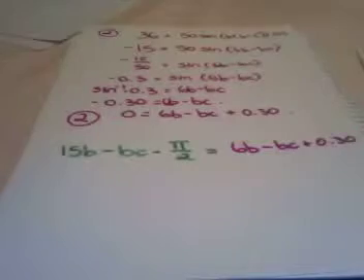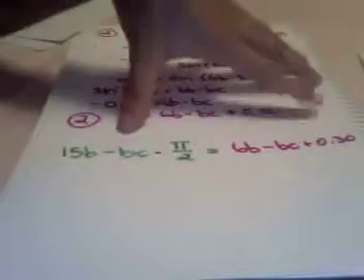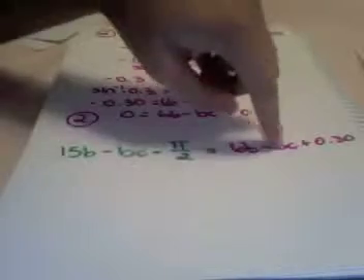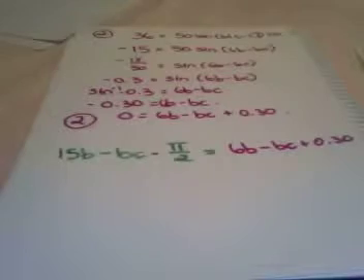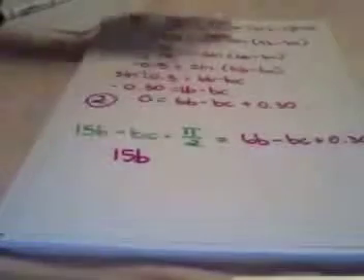What we want to do is isolate all the variables, and we want to get rid of the BCs. So we notice right off the bat that if you add 1 BC to this side, plus BC minus BC gives you 0. So that's the first step. So 15b minus 6b is equal to minus bc plus bc plus 0.30 plus pi over 2.